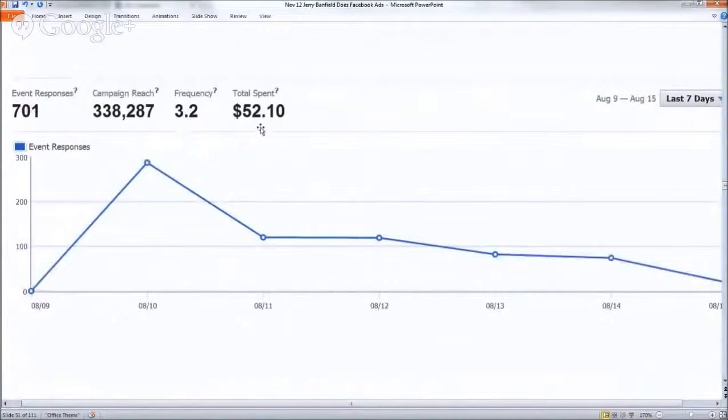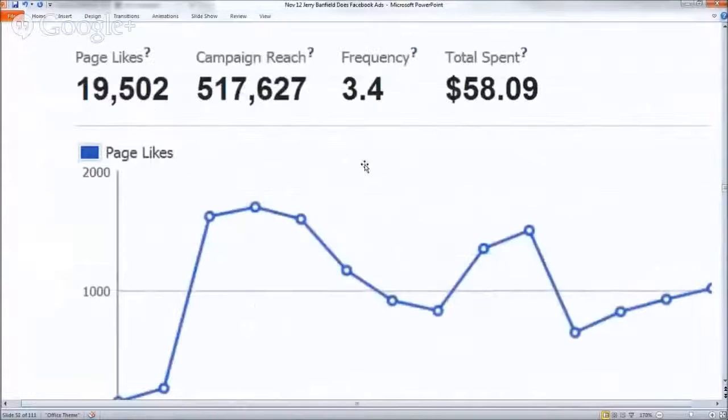700 event responses, $52. This is one man's trash to another man's come up. $58, 19,000 likes. 19,000 likes regardless of where they're from is better than 100 likes from a very specific place.